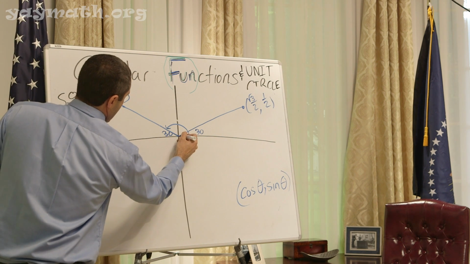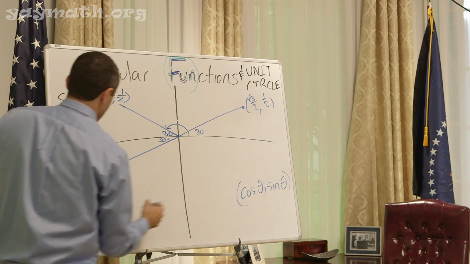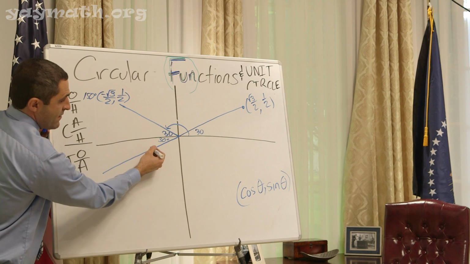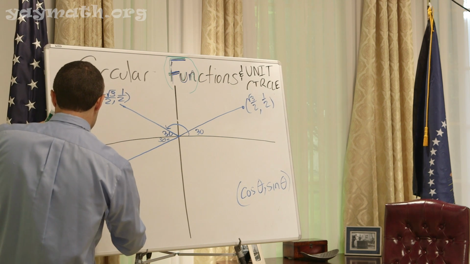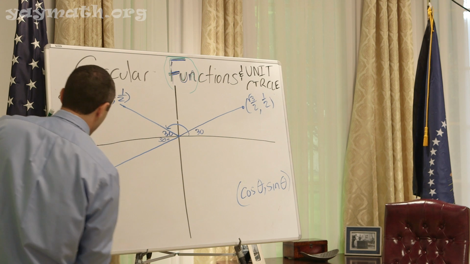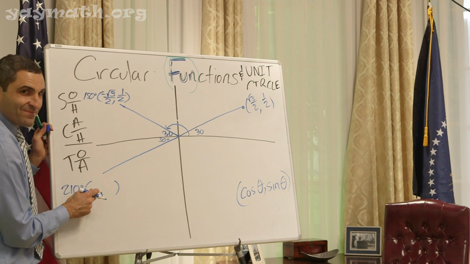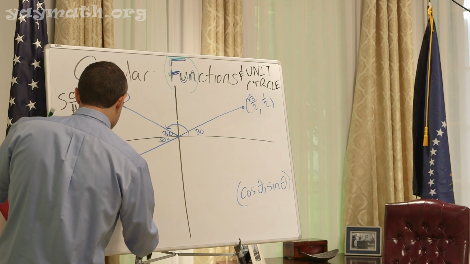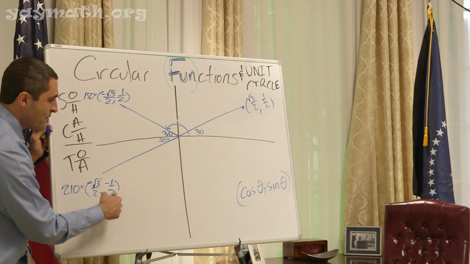Let's do 30 degrees in quadrant 3. So we can extend this line. How many degrees is this? 180 plus 30 makes 210. Good job. What is the cosine of 210? Negative rad 3 over 2, and sine also negative 1/2. Good. 210: negative rad 3 over 2, negative 1/2.